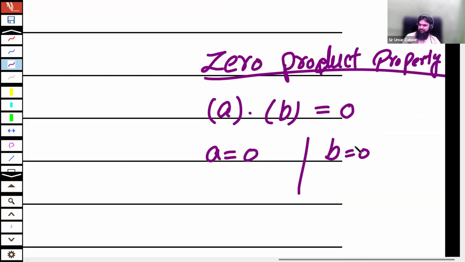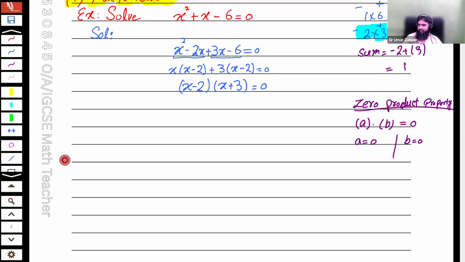This is the option because, for example, if both values are non-zero, the answer can never be 0, right? So if the product of two terms is 0, it may be the first term is 0, because 0 multiplied by something is 0, or this value will be 0, because 0 multiplied by something, that answer is going to be 0. So we have to use the zero product property.